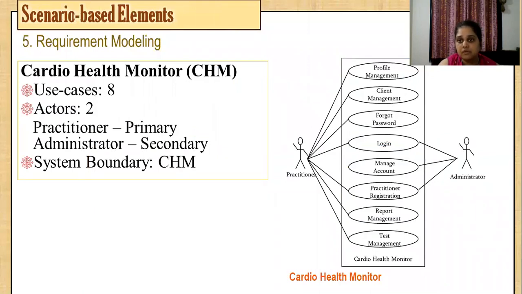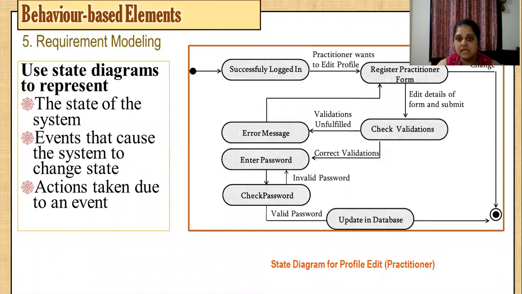You can refer the previous lectures for knowing the method in which the cardio health monitor is going to work, to see the features and functionalities of this particular software. You can refer the fourth lecture of this chapter. Now, first we need to know the use cases. So there are a total of 8 use cases and 2 actors in the system. We shall now proceed with behavior based elements.